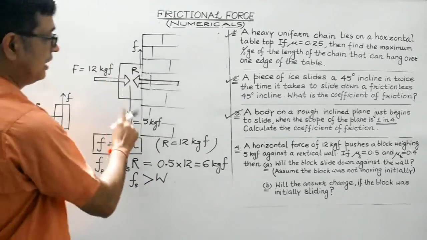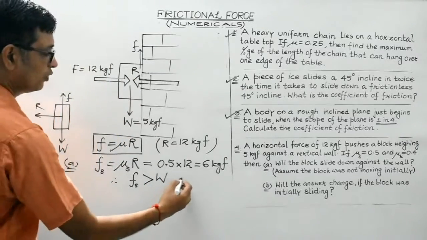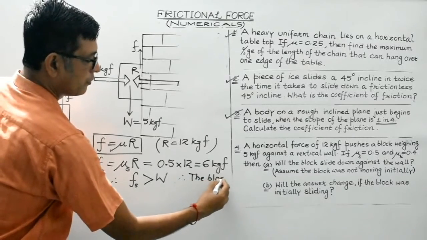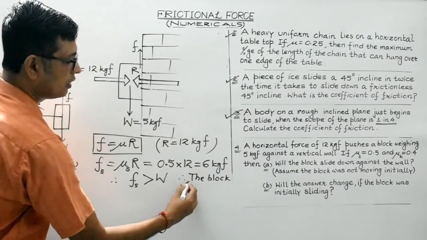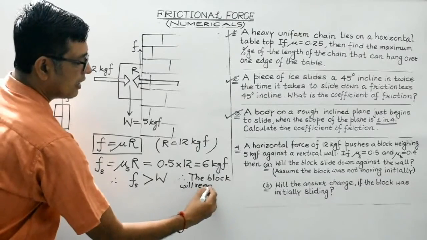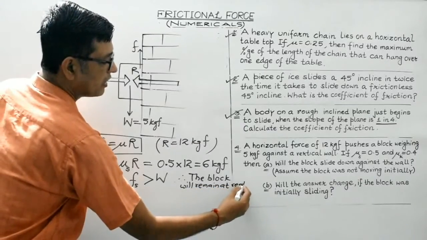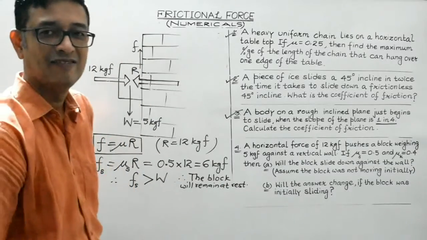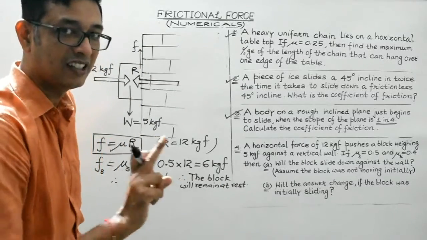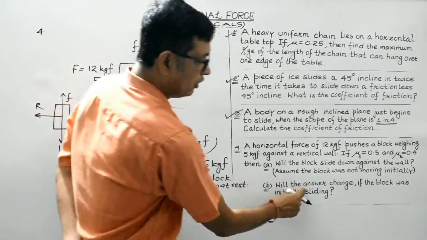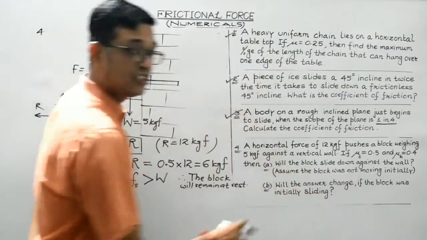So friction being greater than W, therefore the block will remain at rest. It will not fall. Clear? It will not fall in case 1. Now let's consider case B: will the answer change if the block was initially sliding?